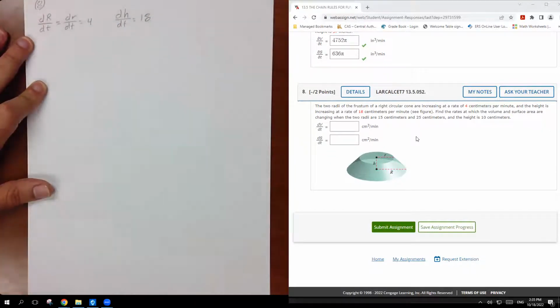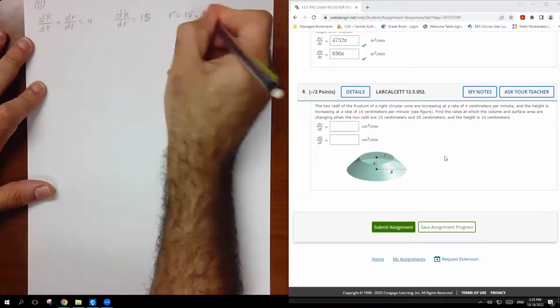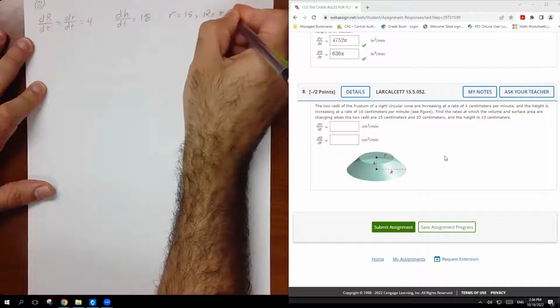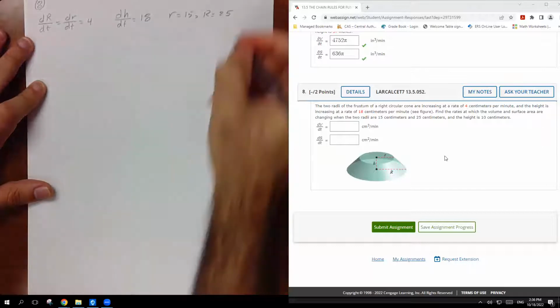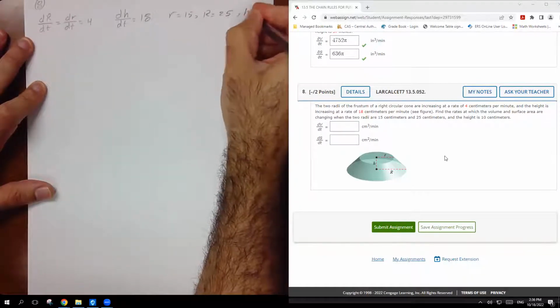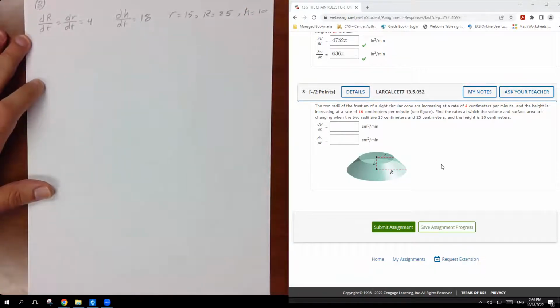And what else do we have? Find the rate at which the volume and the surface area are changing. So we need to find the change in the volume and the change in the surface area when the two radii are 15 centimeters and 25 centimeters. That means r is 15 and capital R is 25 centimeters, and the height equals 10 centimeters. So all the information here, we're going to use it.